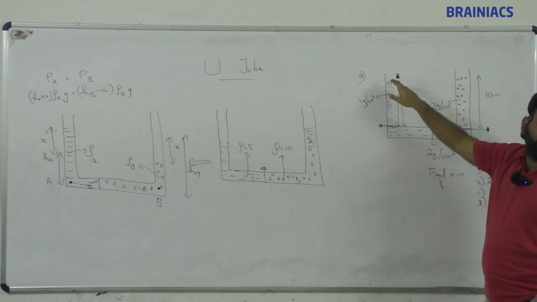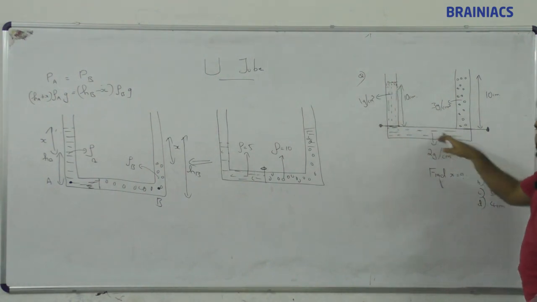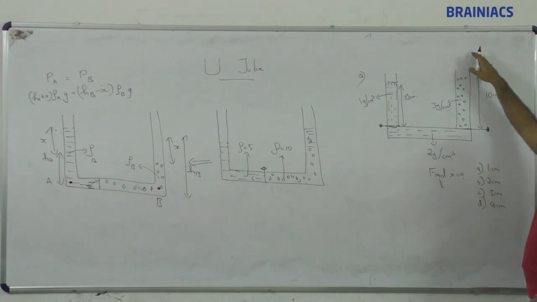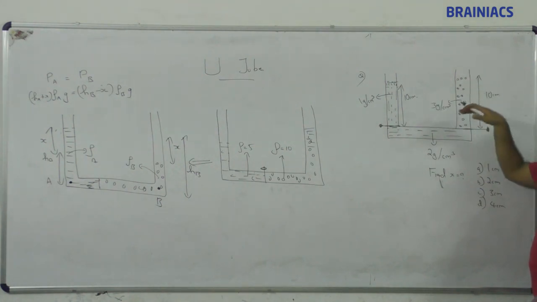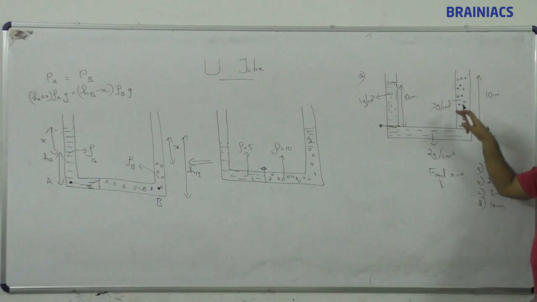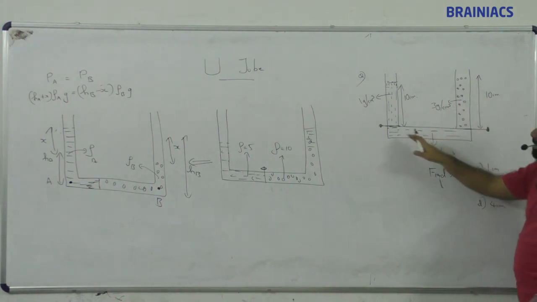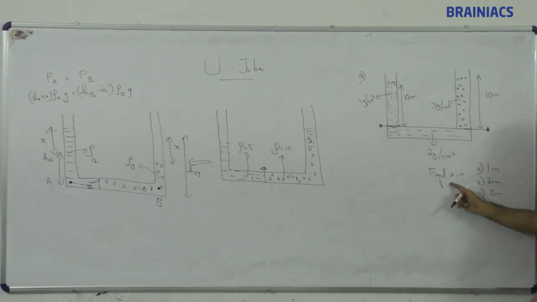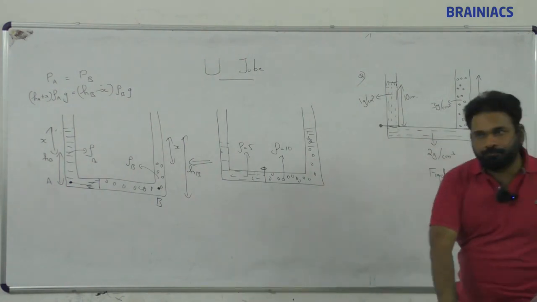The 1 g/cm³ fluid will exert more pressure and move to this side? No. Okay, so what will happen? The 3 g/cm³ fluid will exert more pressure and displace. So how much displacement will happen? Point X, that is the question.